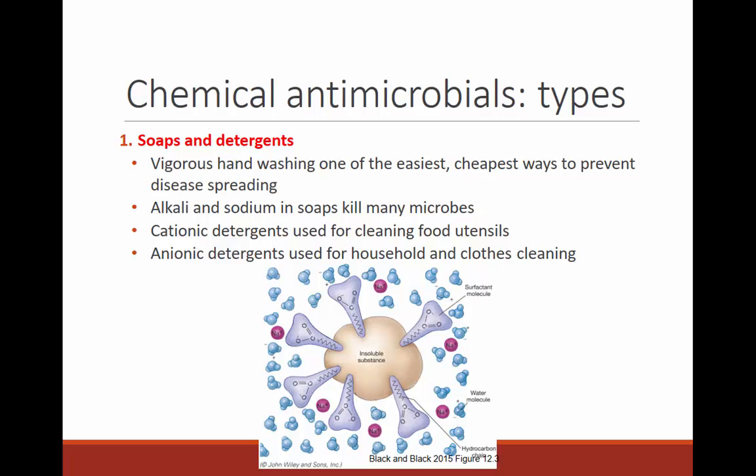Because microorganisms love to grow in a moist environment. Yes? And you can use other types of detergents. So other than for your hands, you've got cationic detergents for cleaning food utensils. So cationic just means that they've got hydrogen ions, and anionic for other cleaning things. So they're the negative ions.